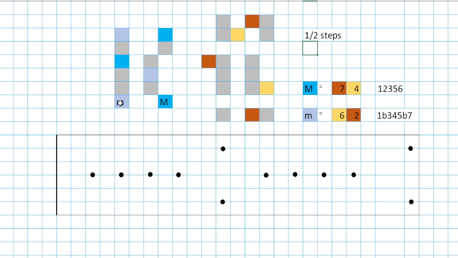If we were considering this a minor scale, we would be adding in a 6 and a 2. The 6 is at the same spot. And this would be a 2, because remember, now this is our 1 for minor, so that would be a 2, 3, 4, 5, 6, right?